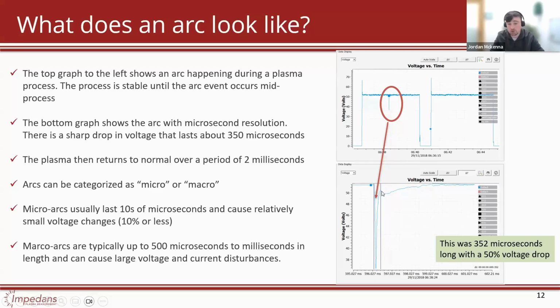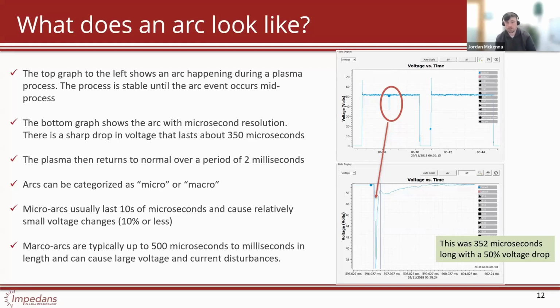after about 350 microseconds. And then after about 2 milliseconds, it kind of goes back to normal. This is what a typical arc will look like. It's just a random voltage spike, usually downward. Arcs can be categorized as either macro or micro. Micro arcs usually last tens of microseconds and cause relatively small voltage changes, and macro arcs can be up to 500 microseconds to milliseconds long, and they can be large voltage and current disturbances.